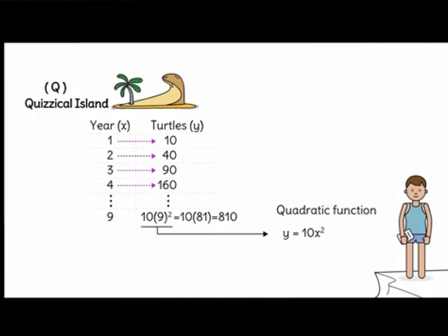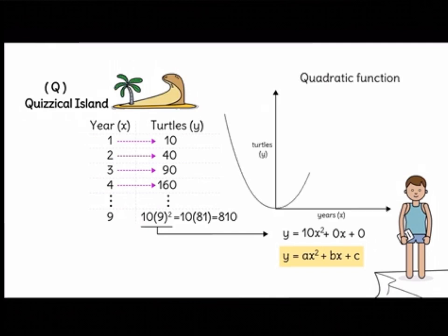Do you recognize that as a quadratic function? y equals ax squared plus bx plus c. b and c are 0, but it's still quadratic. Here's the classic shape of a quadratic, symmetrical.